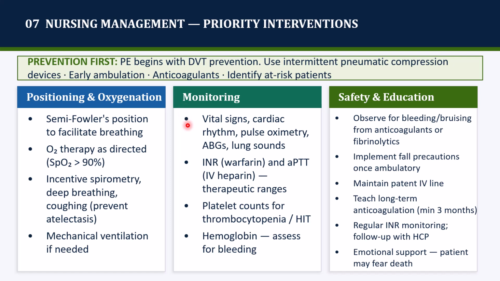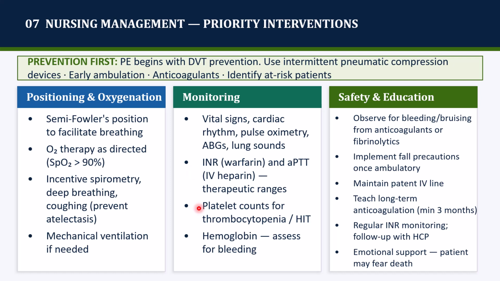Next, monitoring. Your monitoring priorities include continuous vital signs, cardiac rhythm monitoring, pulse oximetry, ABGs, and lung sounds. Monitor laboratory values to ensure the patient is in a therapeutic anticoagulant range. That's the INR for warfarin patients and aPTT for patients on IV unfractionated heparin.